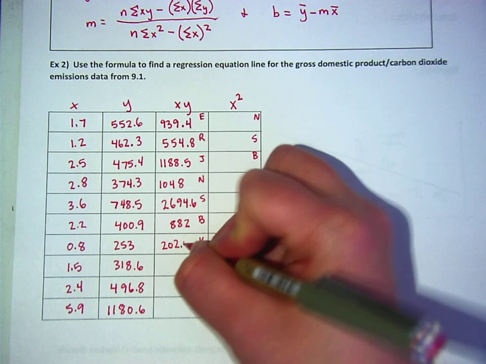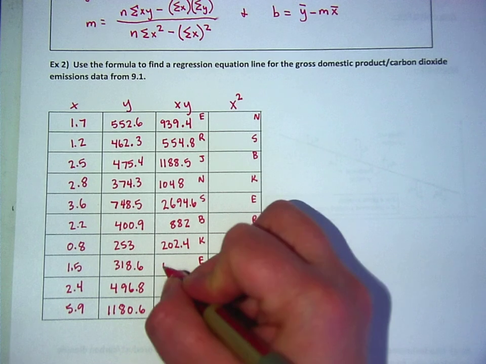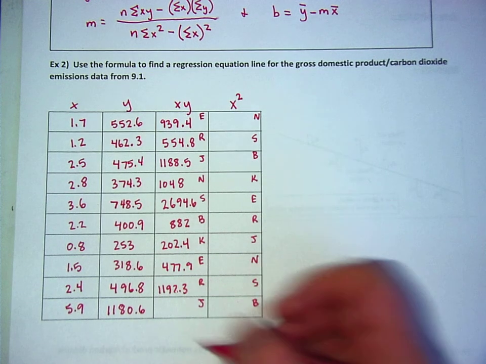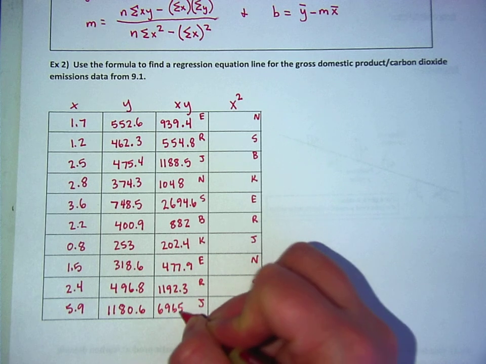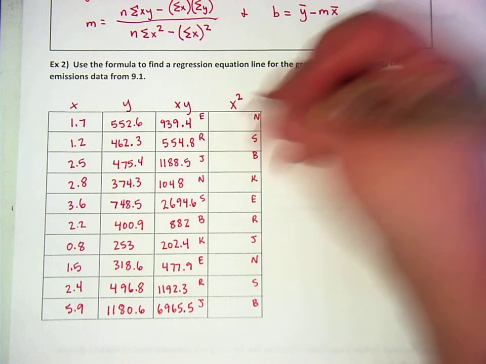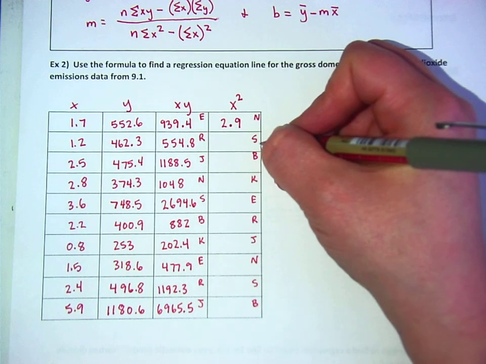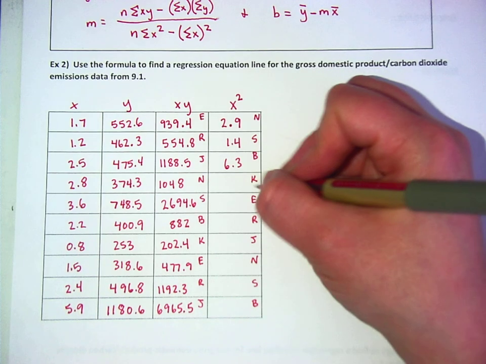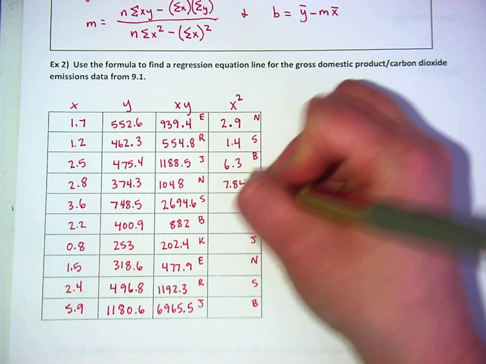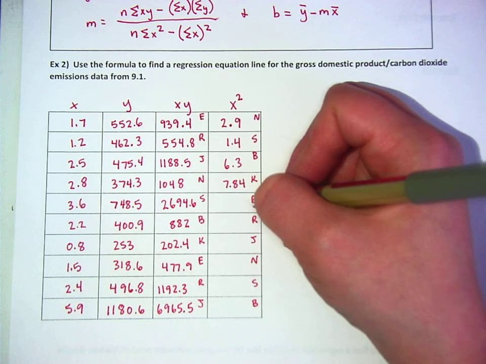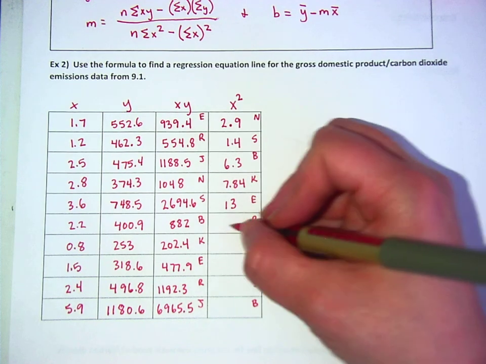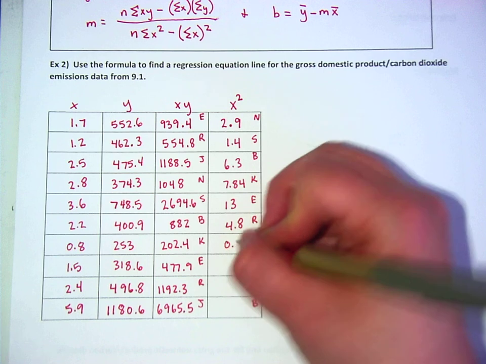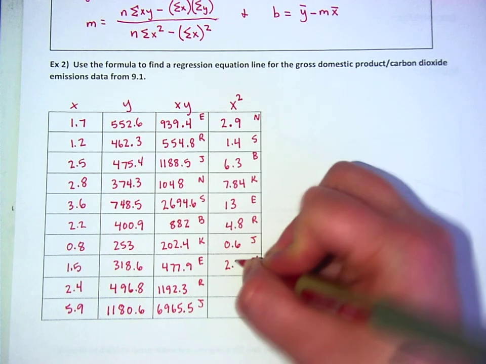202.4. Back to you, Emma. 477.9. Rihanna? 1,192.3. Jocelyn? 6,165.5. Natalie? 2.9. Sierra? 1.4. Brennan? Caitlin? 1.84. Emma? 13. Rihanna? 1.8. Jocelyn? Natalie? 2.3. 5.1.